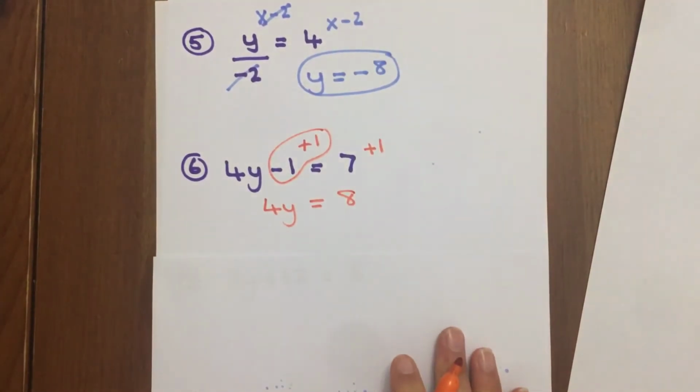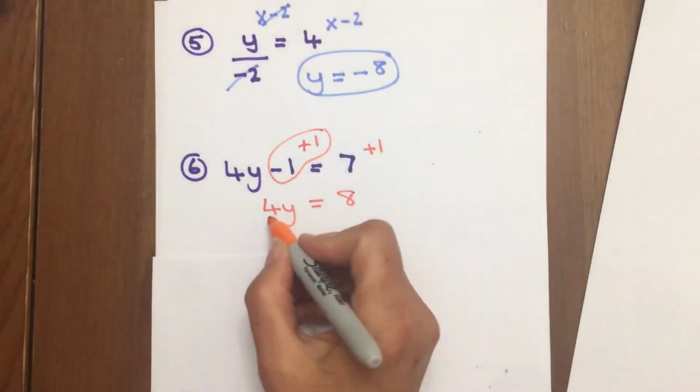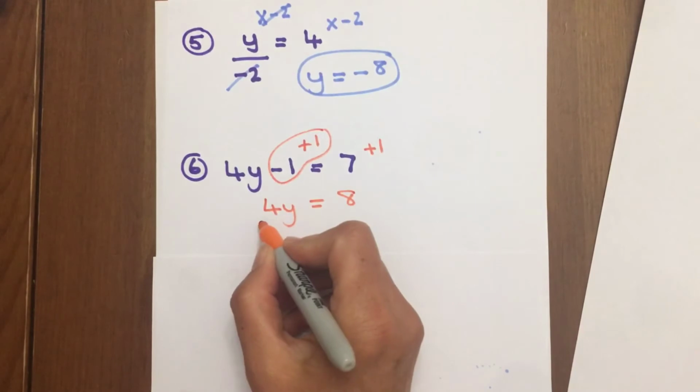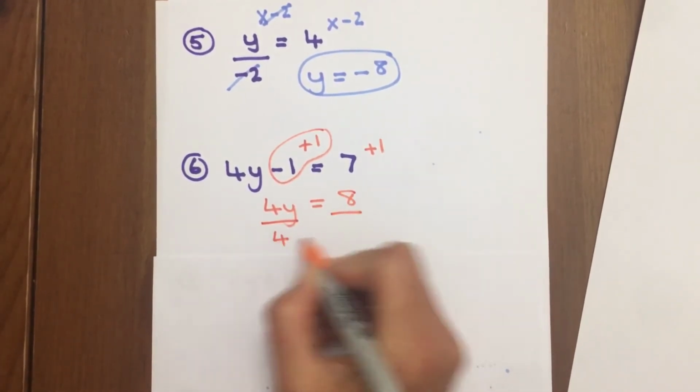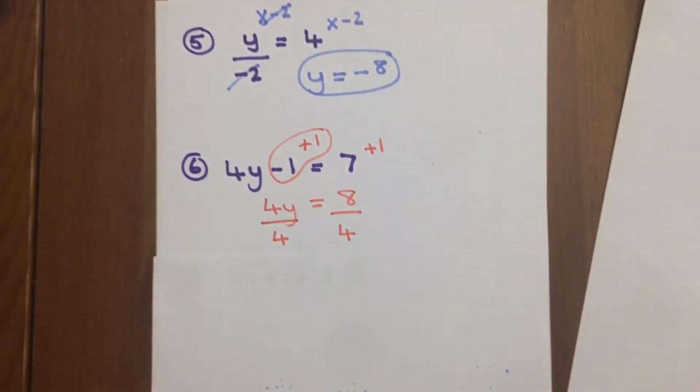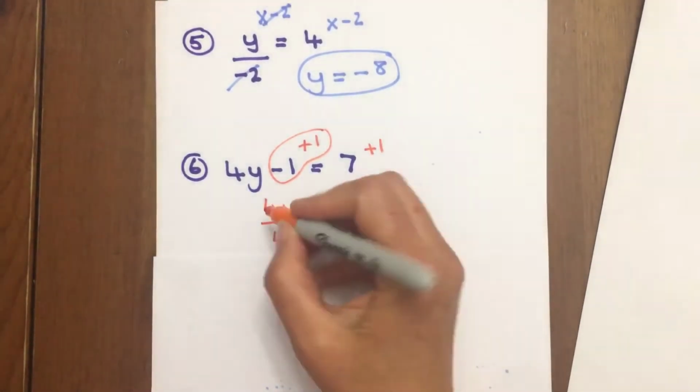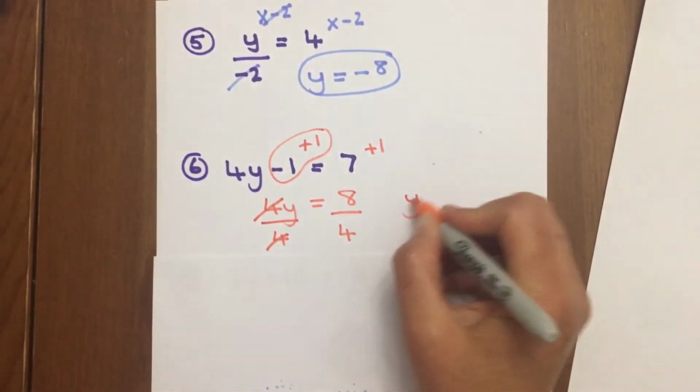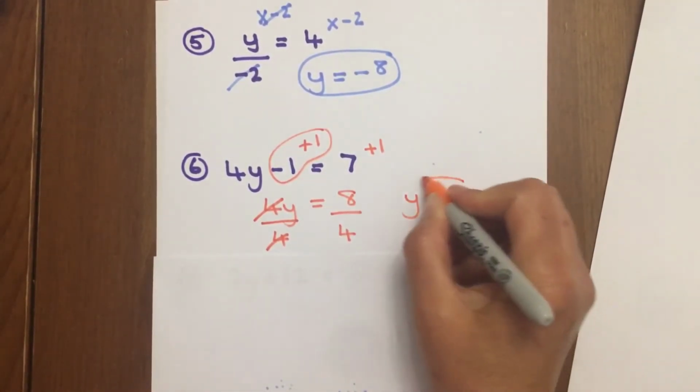Right, now I have to do another step here. This means times by 4, so I'm going to divide both sides by 4. So these will cancel. So y equals 2.